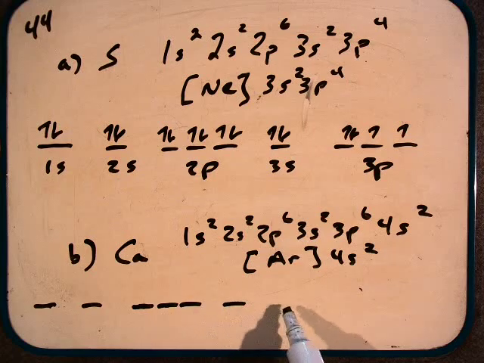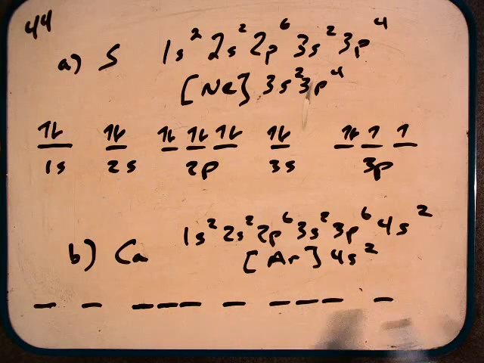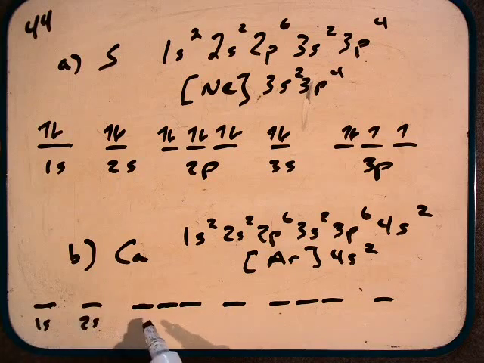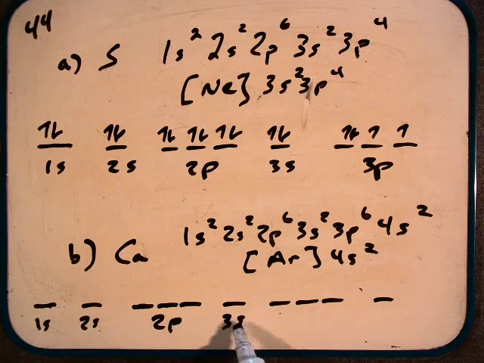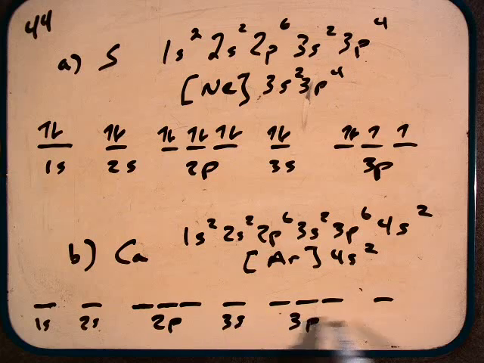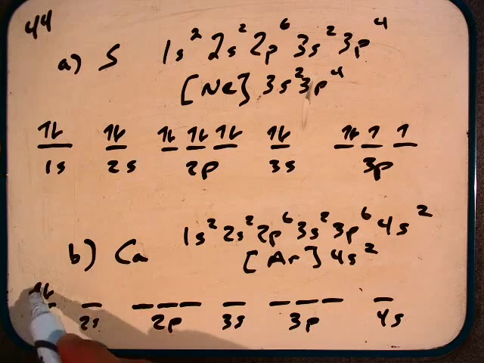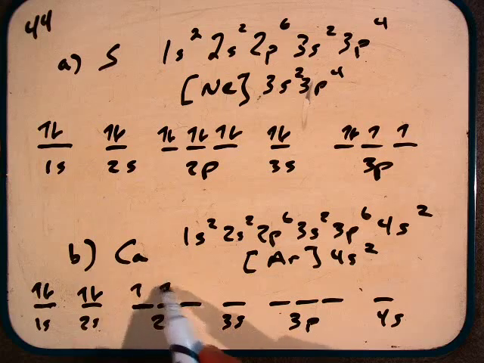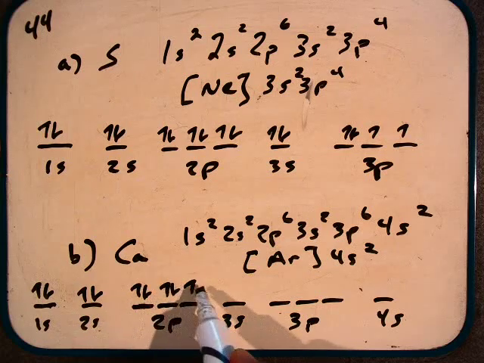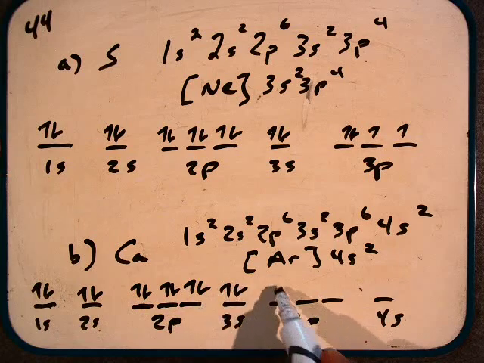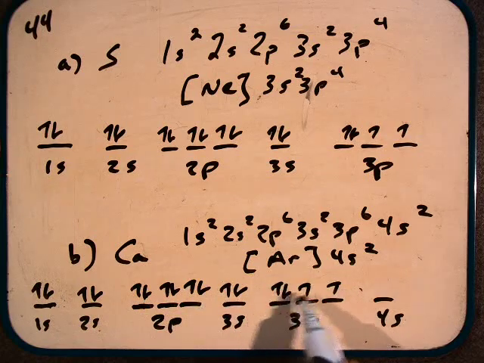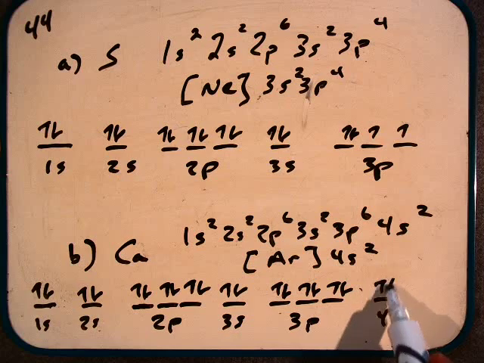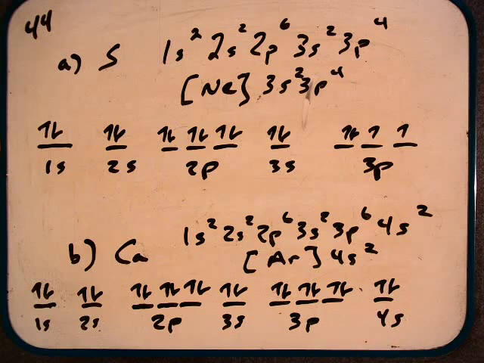And then the real answer to the question is, again, drawing the actual orbitals for each one. And so we have our 1s, our 2s, our 2p, 3s, 3p, and 4s. And again, we always wait for pairing until the end of filling up an orbital, such as our p here. And that would be the orbital diagram for calcium.